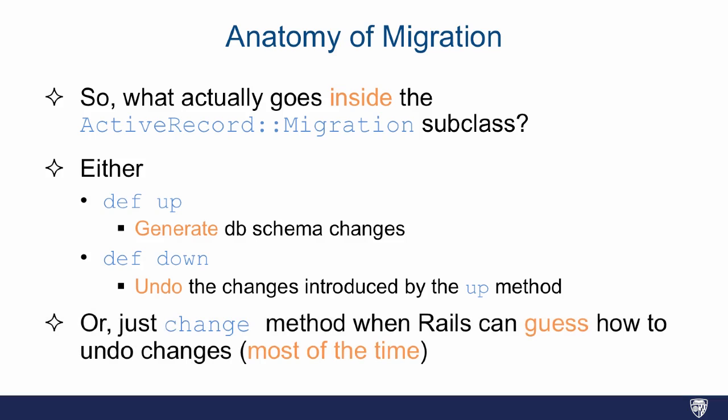But more often than not, you're just going to have one method in your migration class called change. And usually Rails is pretty good about guessing how to undo the changes that you made. For example, if in your change method you create a table or create a column, and then you want to roll back to your previous state, and you do rake db rollback, Rails will know how to unapply the change that you made by looking in your change method.